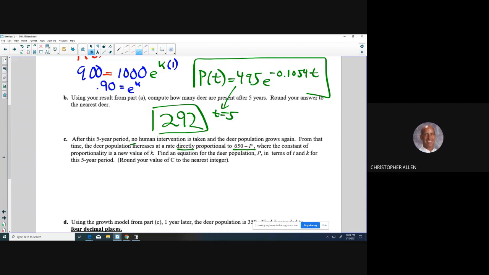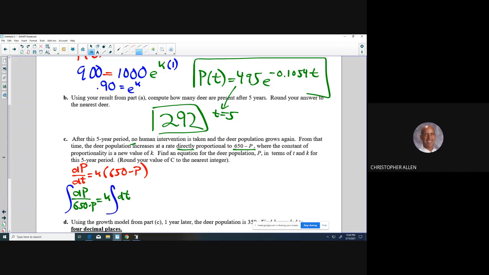In other words, now we've got a new differential equation here. This is going to be dP over dt equals k times (650 minus P). That's our differential equation for directly proportional. So we're going to separate our variables: dP over (650 minus P) is equal to k dt. I have separated my variables. Now I can integrate.